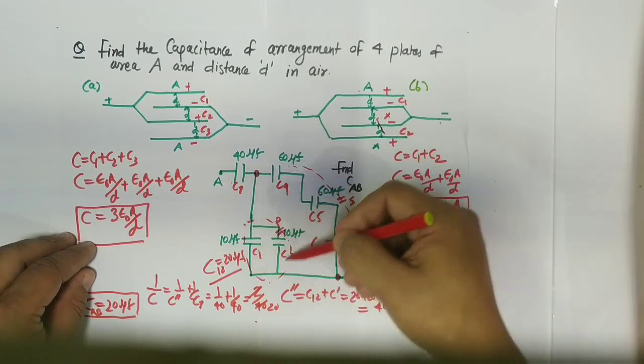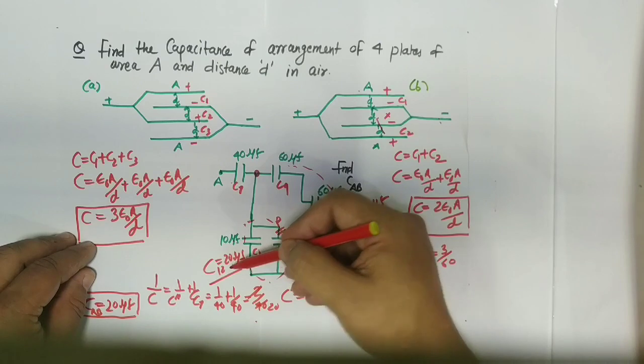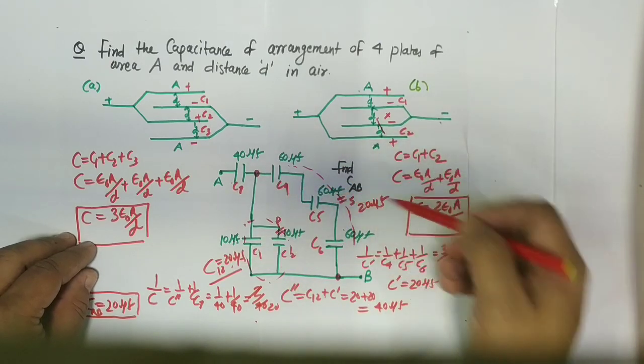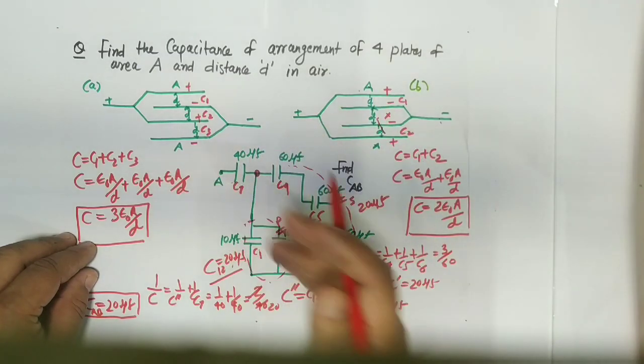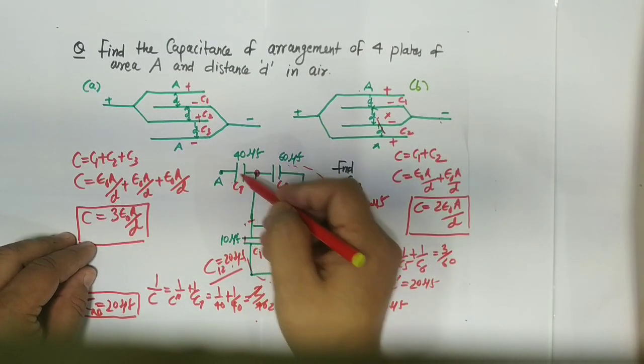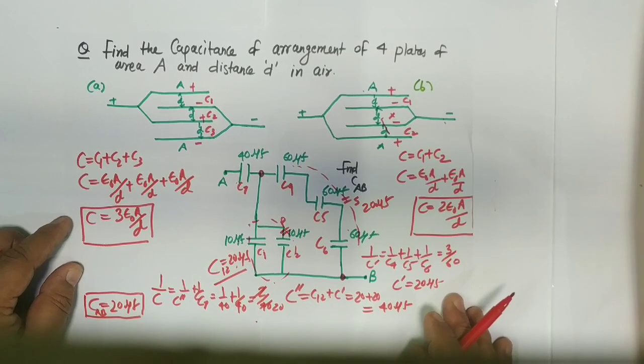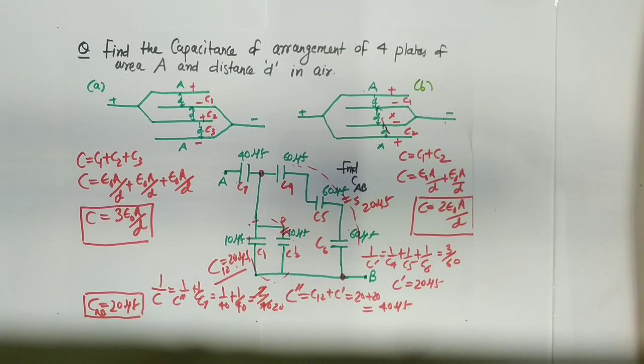Again repeating, solve these two, they are in parallel, 20. These three are in series, so it will be 3 by 60, 20. Then they are in parallel, so it will be 40, and then with this in series it will be 20. So these are the questions related to series and parallel, and how to solve them.